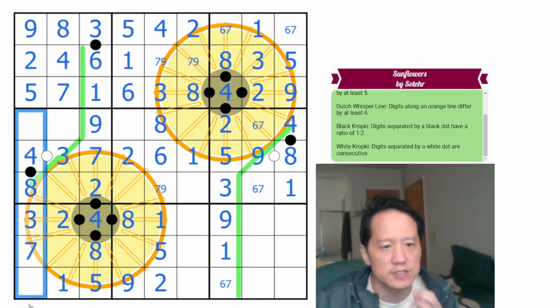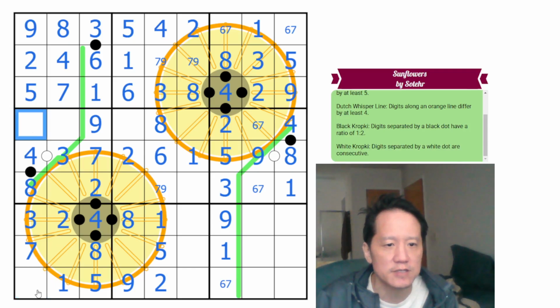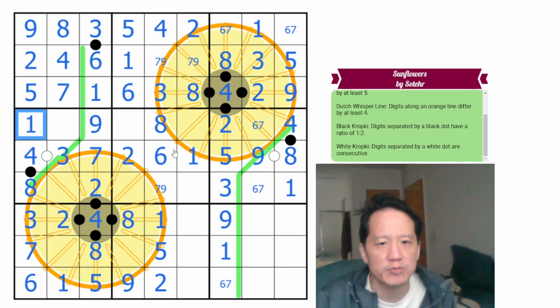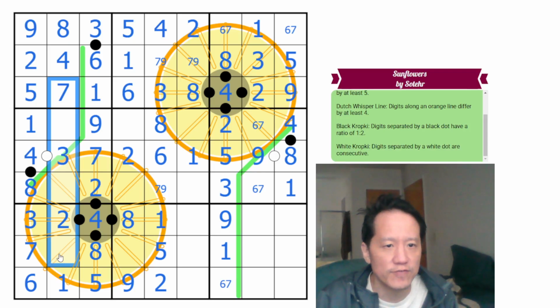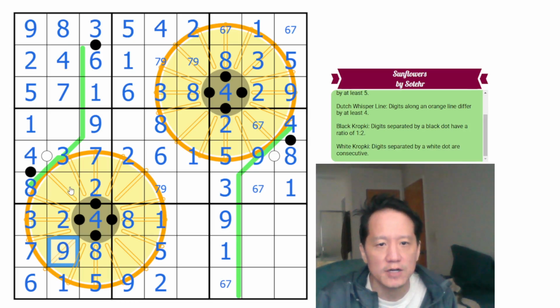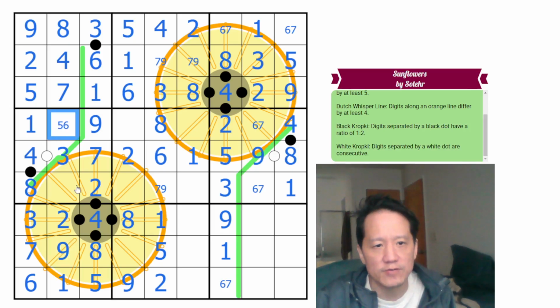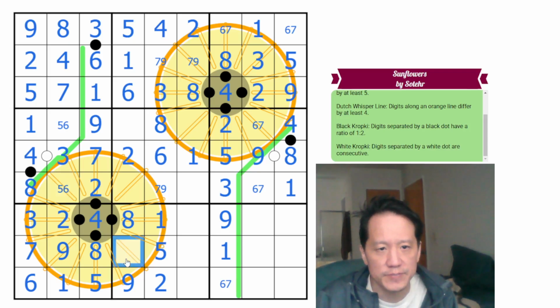The remaining digits in column 1 are 1 and 6, and this cannot be 1, so this must be 6, which makes that a 1. The remaining digits in column 2 have to be 5, 6, or 9, and these can't be 9, so this must be a 9. This then has to be 5 or 6, and this is 5 or 6.